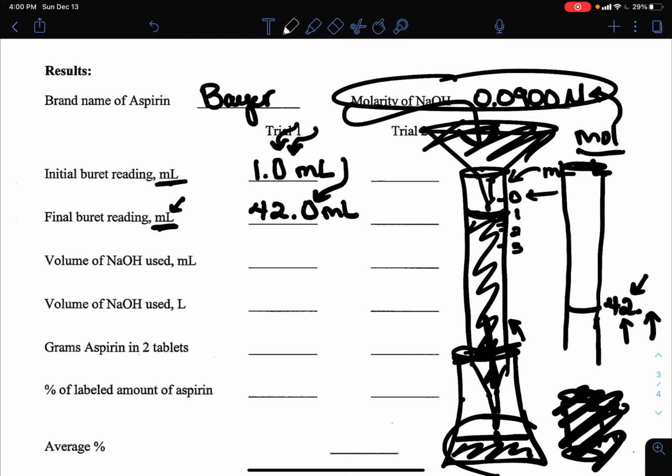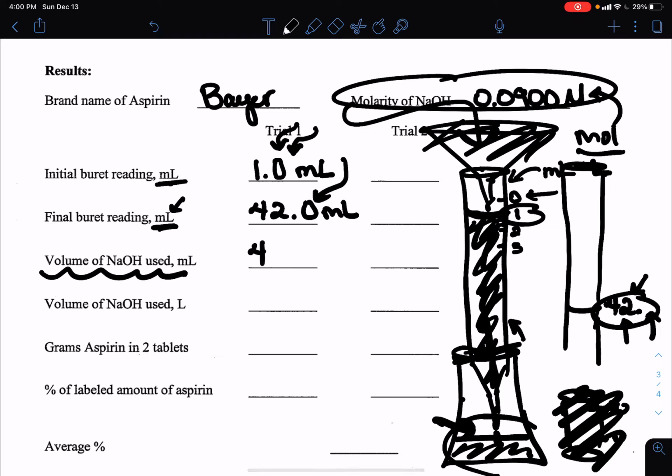All right, so now it says volume of NaOH used. That means how much volume dripped down into here. So how much did we drain into the Erlenmeyer flask? And what we do is we do 42 minus 1, and that's going to give us what? 41. And if we're using the significant digit rules for addition and subtraction, we have that this number goes to the tenths, this number goes to the tenths, and so our answer is going to go to the tenths.